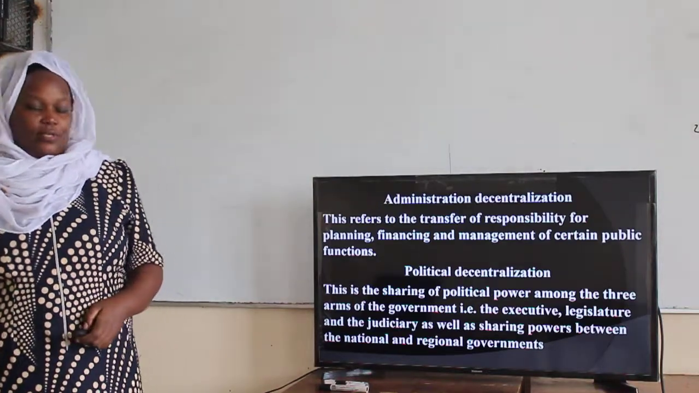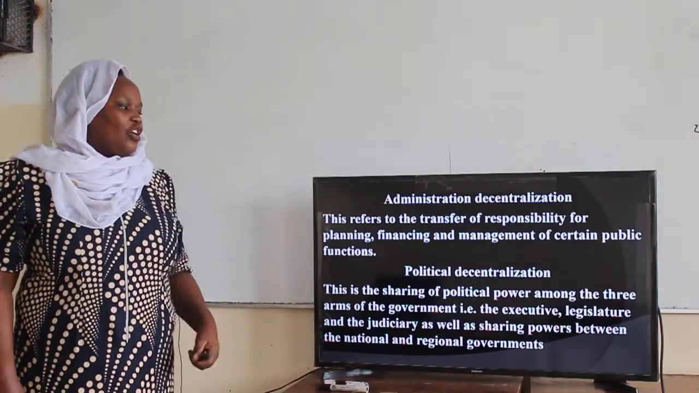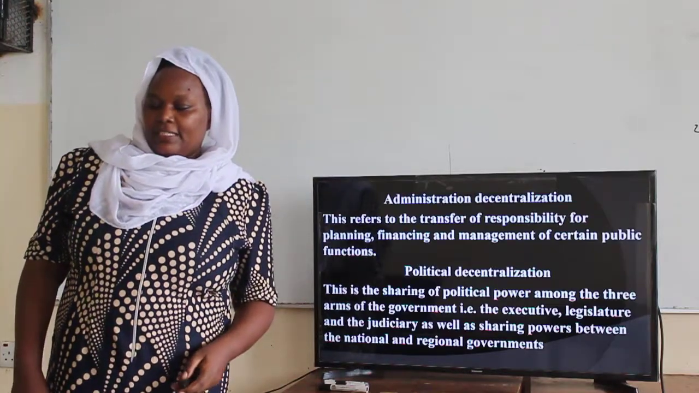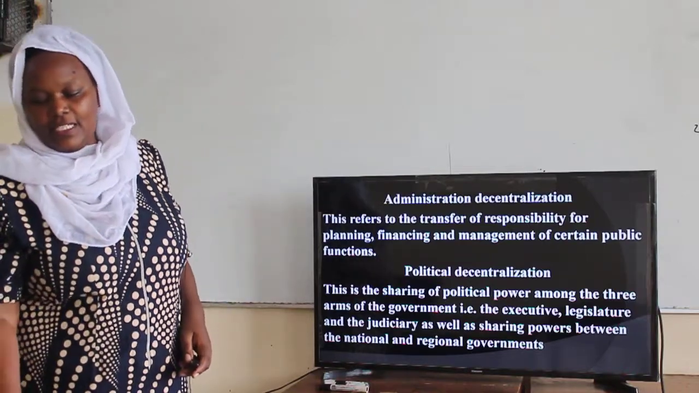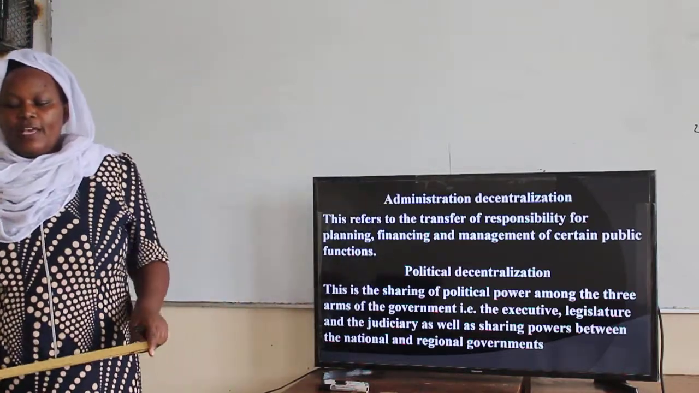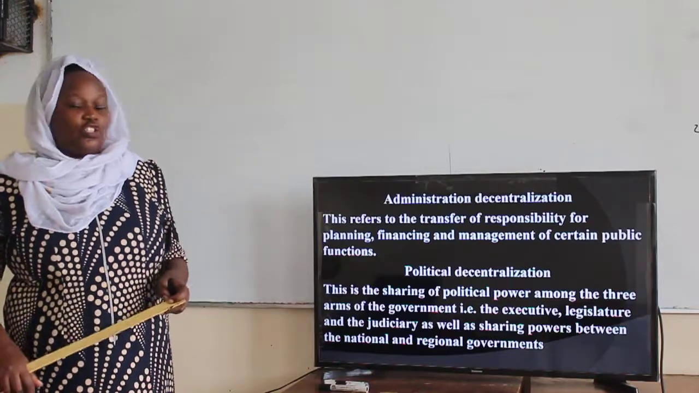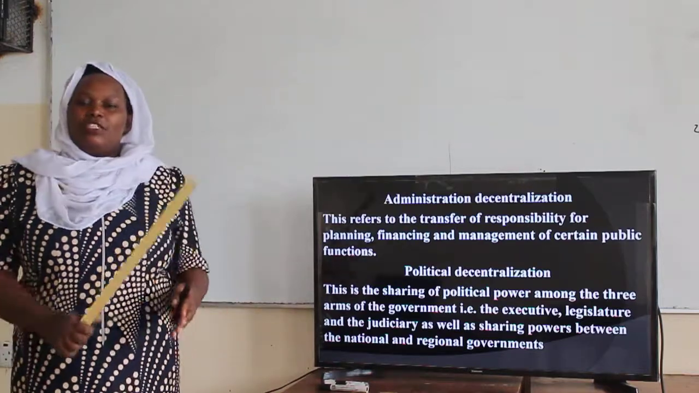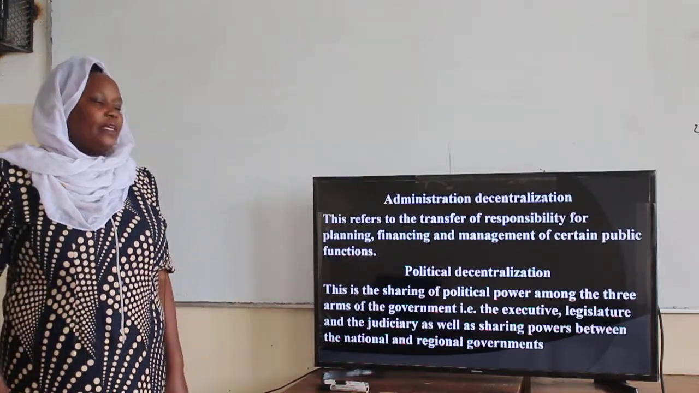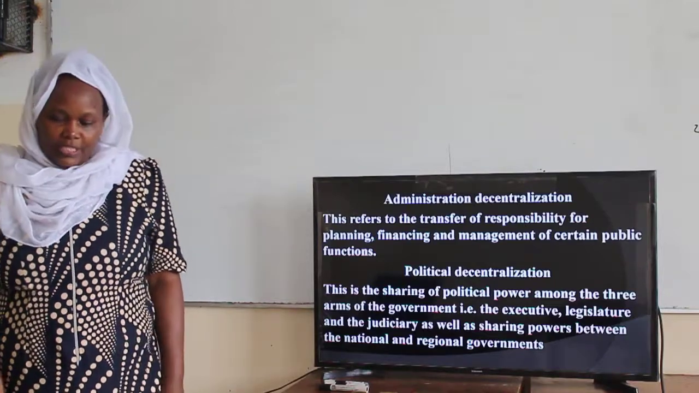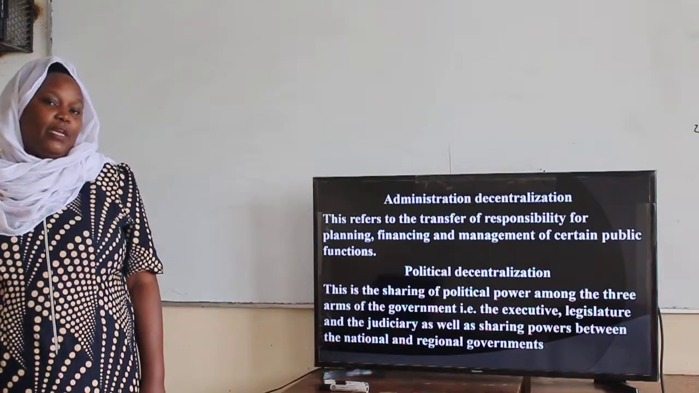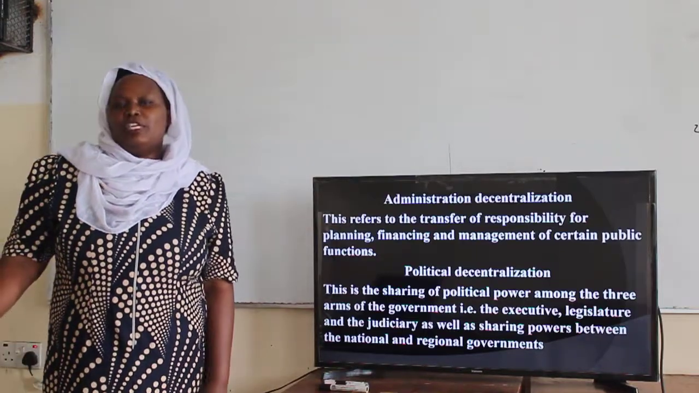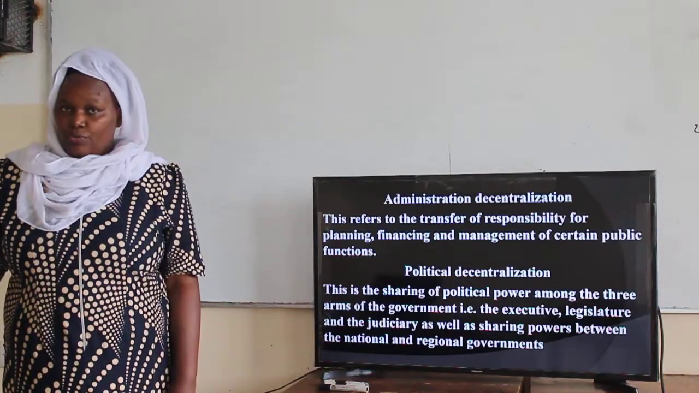Political decentralization means the sharing of political power among the three arms of government, that is the executive, the legislature, and the judiciary, as well as sharing power between the national and the regional government. So here you find where they are sharing power. When the central government is appointing, they have to take into consideration how many counties they have? 47. Not to have all the ministers coming from the center. That will not be good.